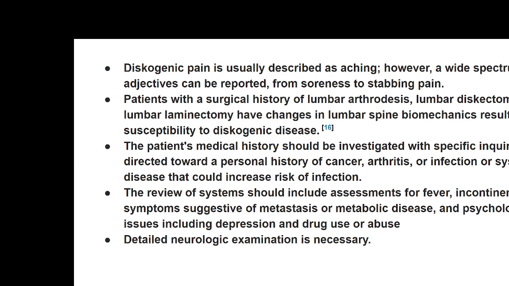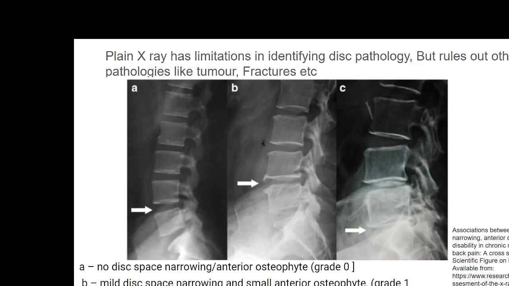Then you have to take the history of fever and incontinence, suggestive of metastasis. One of the most common conditions which can be confused with a disc lesion is tumors in the bones of the vertebral column, and psychological issues also are to be considered.